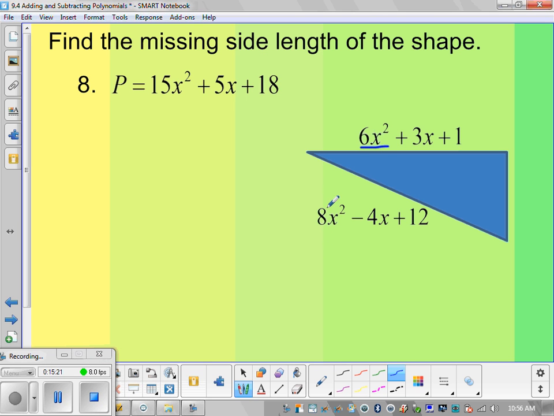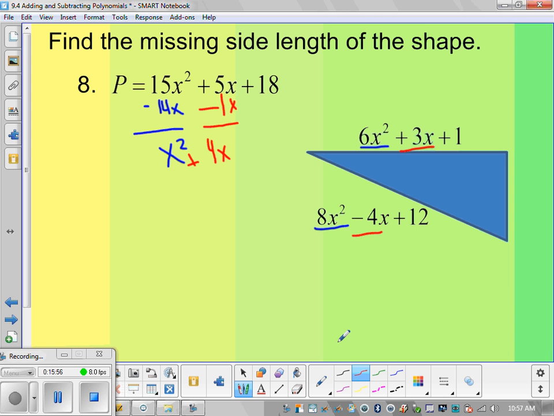We have 6x squared and 8x squared, which means we've used up 14 of our x squareds. That leaves me with only 1x squared for the height. Let's look at the x terms. We have 3 minus 4, which is negative 1. Which means we have 4 x's remaining for the height.